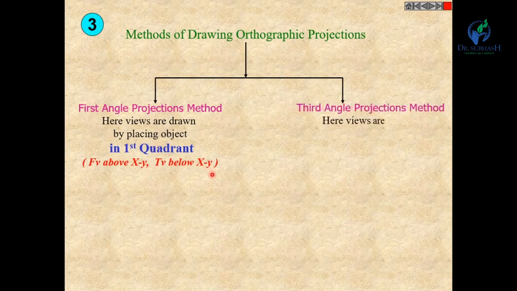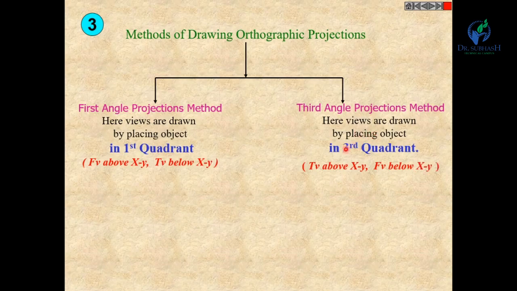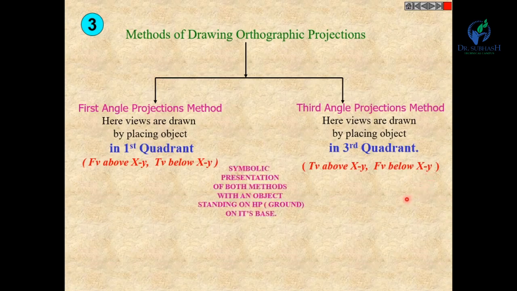And the second method is the third angle projection method. In the third angle projection method, the views are drawn by placing the object in the third quadrant. So the object in the third quadrant means it is below HP and behind VP. So its top view is above the XY line and the front view is below the XY line.